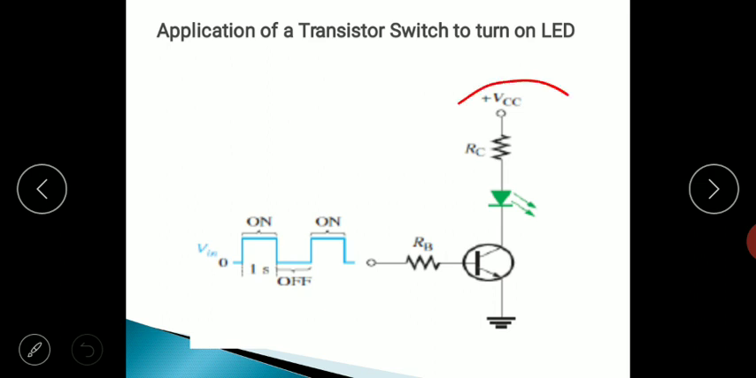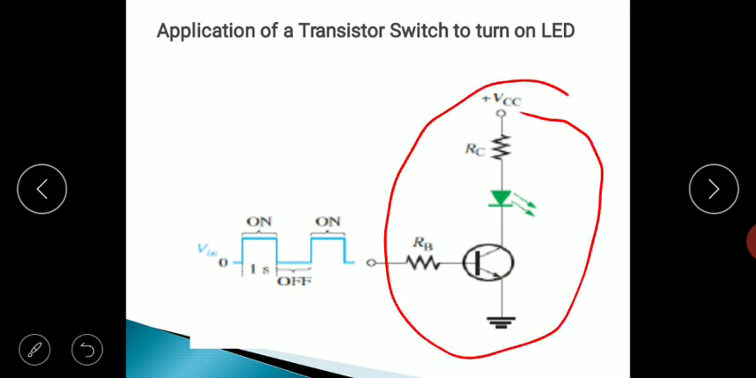So again we have used the transistor switch which we discussed in the previous two slides, and here in addition to the load RC we have connected what? An LED in series with the load. That means whenever there is a current through the load, the same current will flow through the LED and the LED will be on, and when there is no current through the load, no current will flow through the LED and the LED will be off.